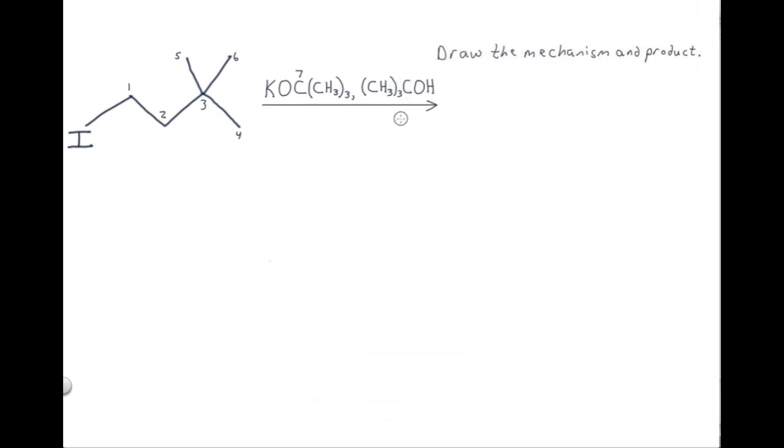Now, did you notice the ionic bond? K stands for potassium. Potassium is a metal. Oxygen is a nonmetal. A bond between a metal and a nonmetal is an ionic bond. So we have to recognize this is an ionic bond.